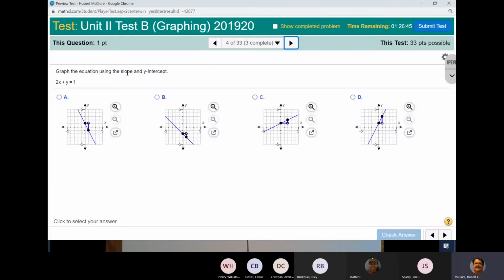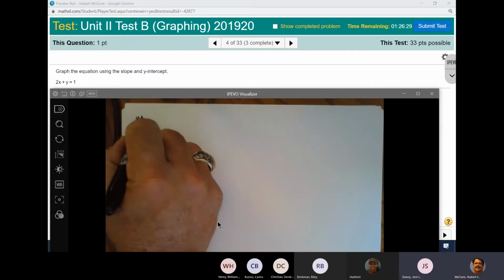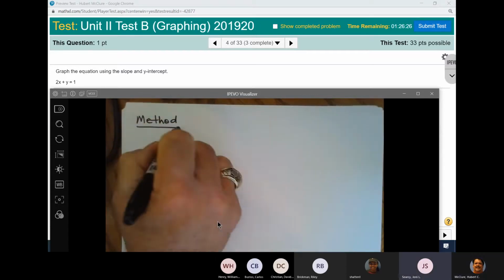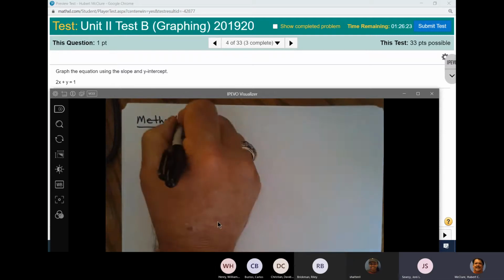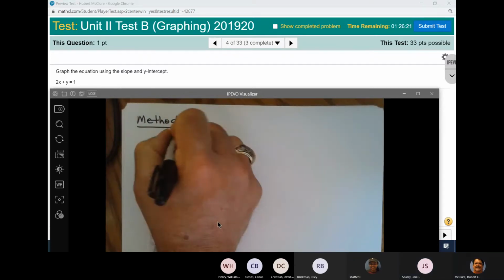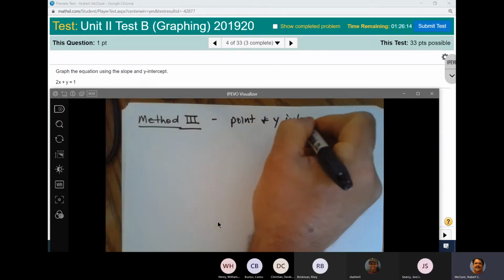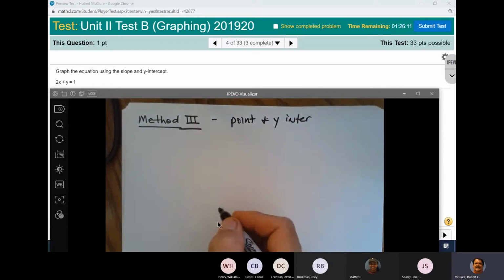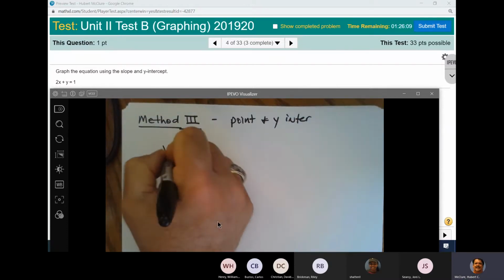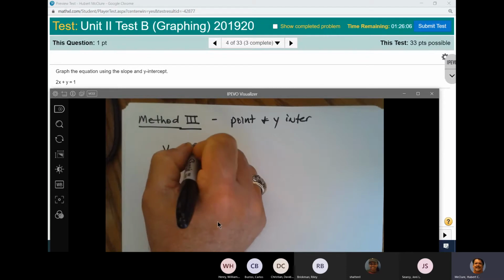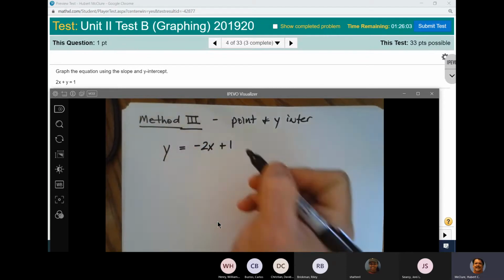Graph the equation using the slope and y-intercept. Which method? Method 1, 2, or 3? Which method? 3. Method 3. Good job. Point and y-intercept. So solve for y. Y is equal to negative 2x plus 1.